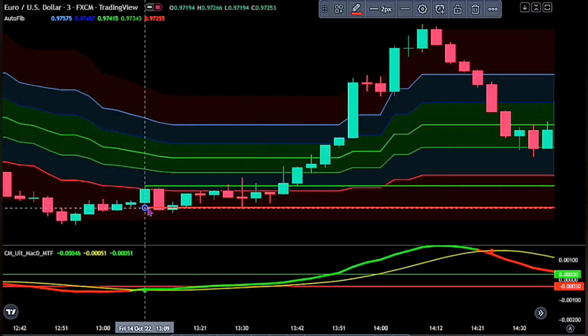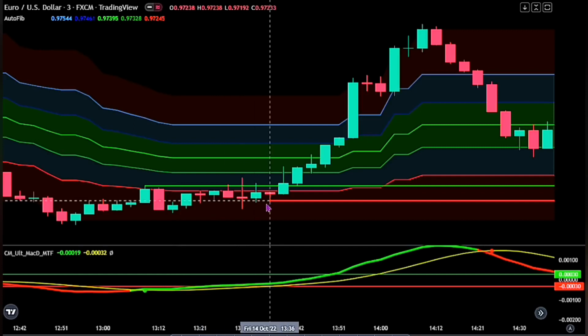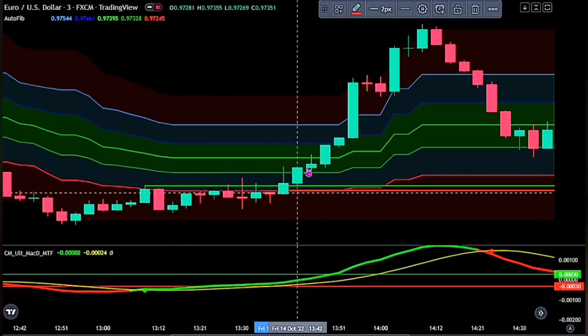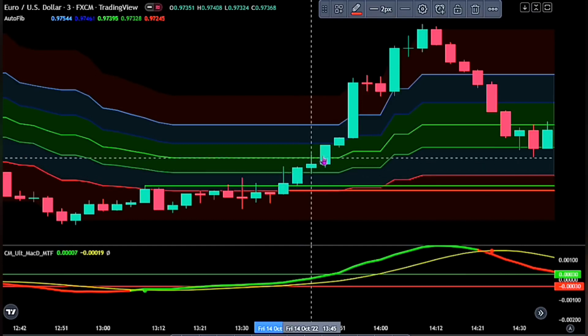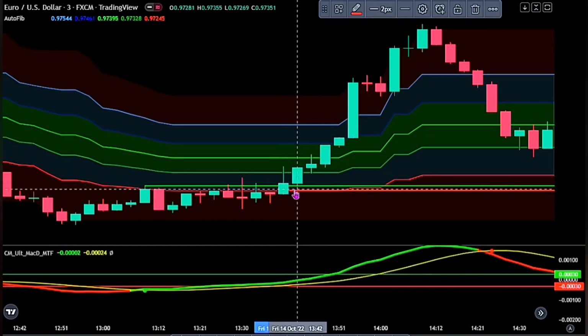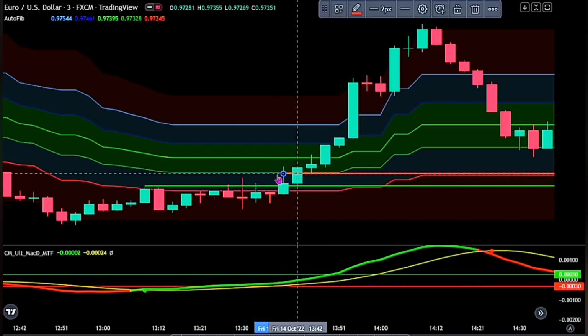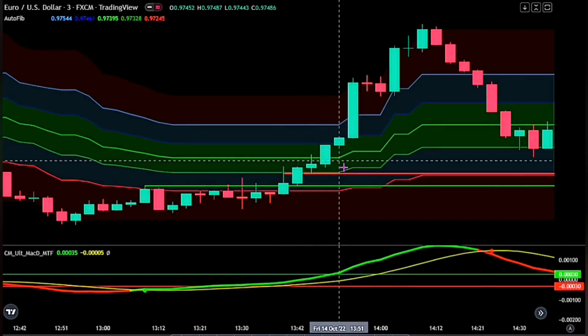As we move on, we can see the next candlestick close above the green Fibonacci level, so we will adjust the stop loss to this red fib level. And as we waited, we also see price action closed above the middle level line, so we will also go ahead and adjust our stop loss towards the green fib level.